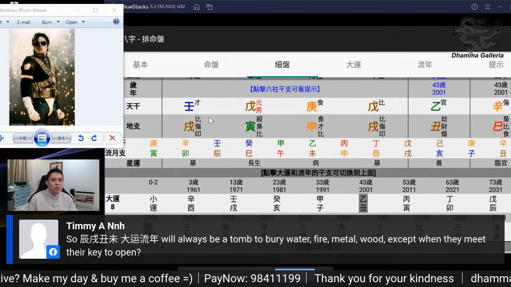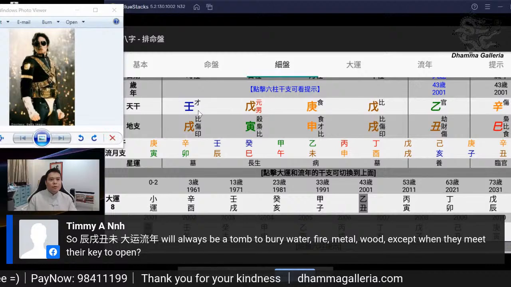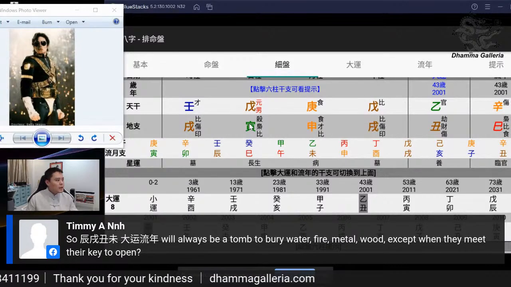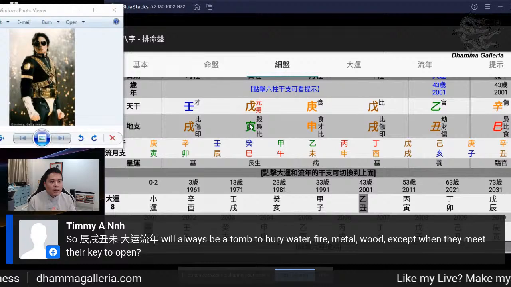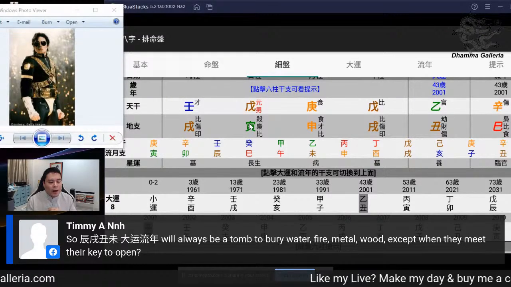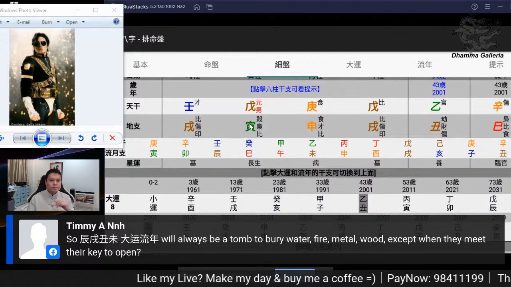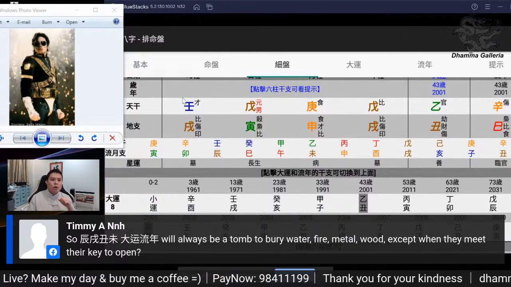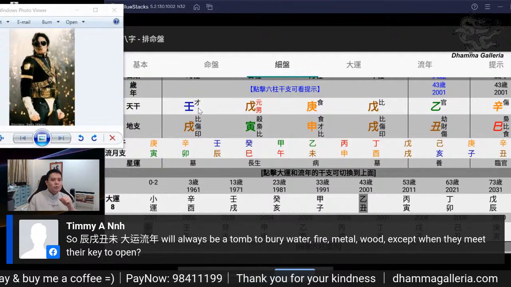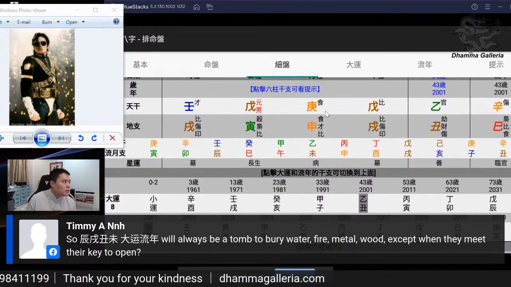It means a formation of fire enhancing the earth element. Therefore, Timmy, let me ask you this question. If a birth chart is too strong in the fire elemental energy enhancing the earth elemental energy, how can we cool down this birth chart? Because it's a very hot birth chart, right? What elements are needed to cool down this birth chart?